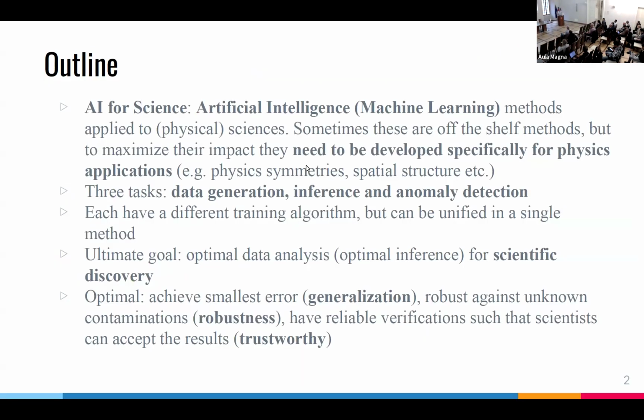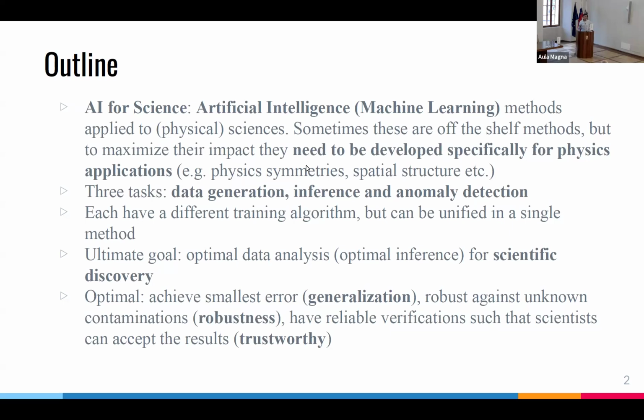All right. So I guess what I want to talk about today is what AI or machine learning can do for science. In general, some of the tasks that we have are how to generate data, simulated data, how to do inference, statistical inference, and how to do anomaly detection. Those are some of the main tasks that we like to do when we think of machine learning or AI for science. These are different tasks, and so they would have different algorithms, at least training algorithms.